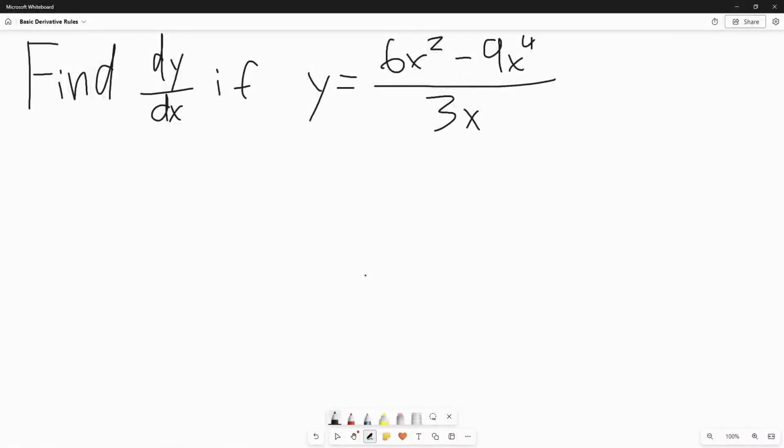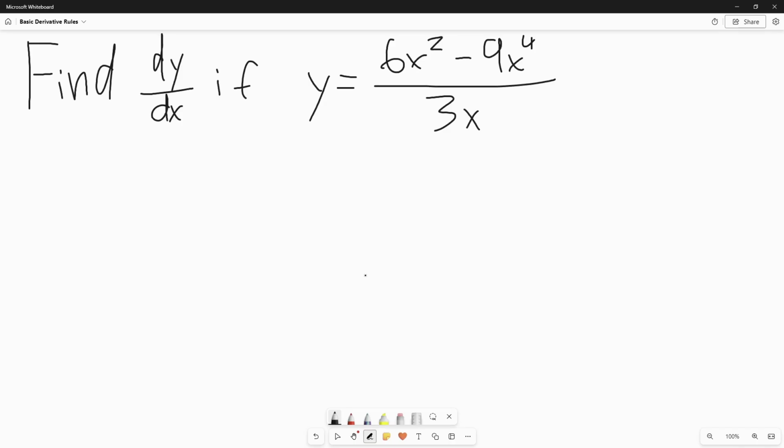Now, let's do one last practice problem. If you think you know how to do this one, then pause the video and do it. This one says, find dy over dx if y equals 6x squared minus 9x to the power of 4 all over 3x.